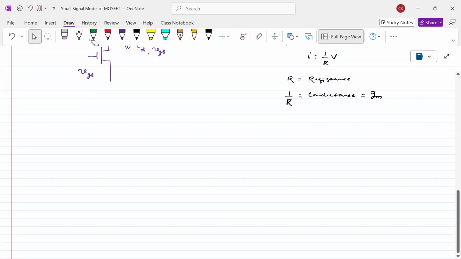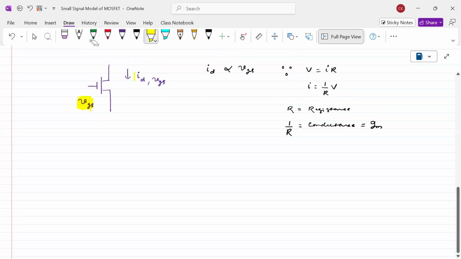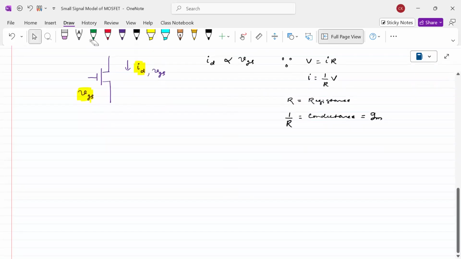We are taking one parameter, VGS, at the input side, at one side, and we are observing the quantity at the other side. That's why it is called transconductance. Therefore, now I can simply write ID is equal to GM times VGS. Can I write like this? The moment I'm applying the VGS, I'm getting some amount of current, but that current is proportional to what? It's proportional to VGS.